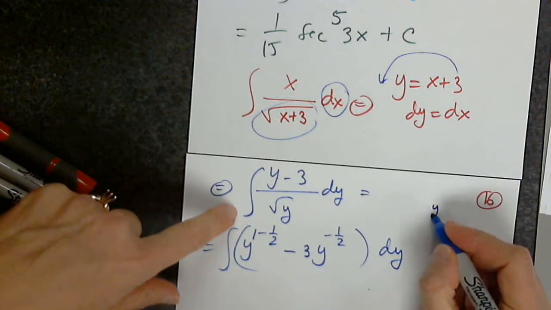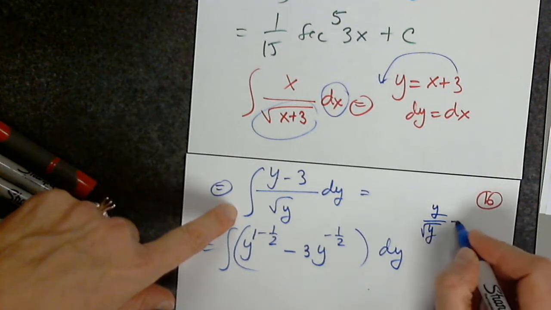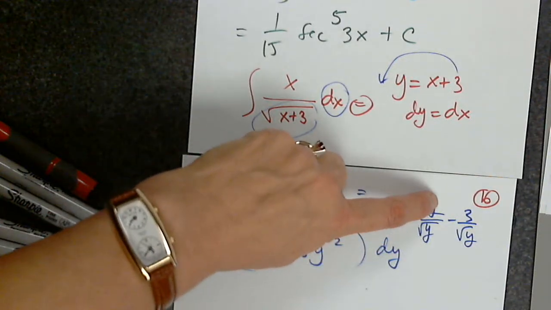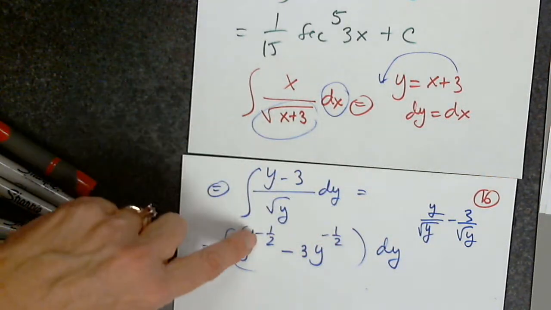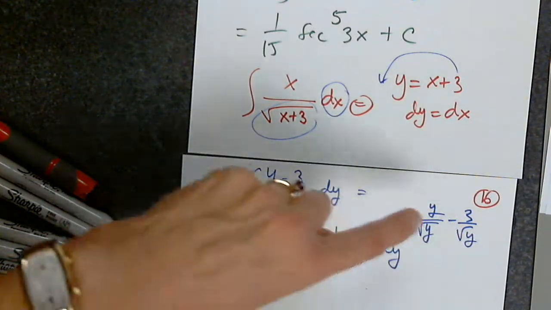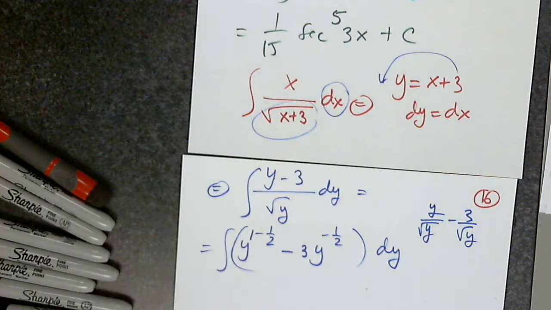So this is y over the square root of y, minus 3 over the square root of y. Copy the base, subtract the exponents. From 1, I subtract 1/2. And then minus 3, and y goes to the top with negative 1/2 as the power.